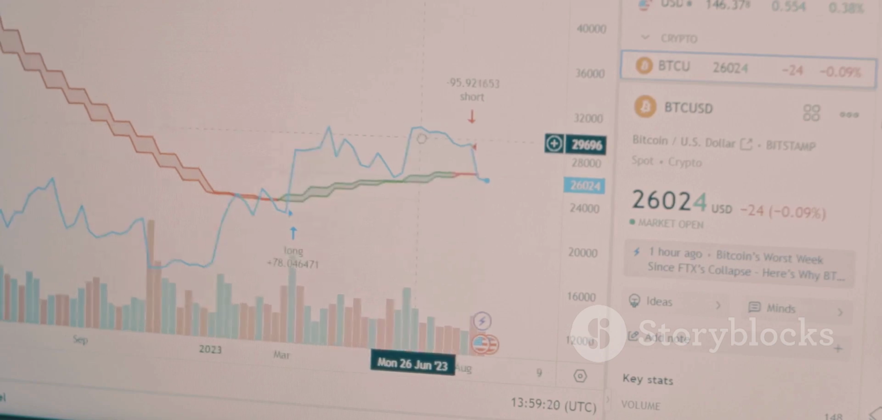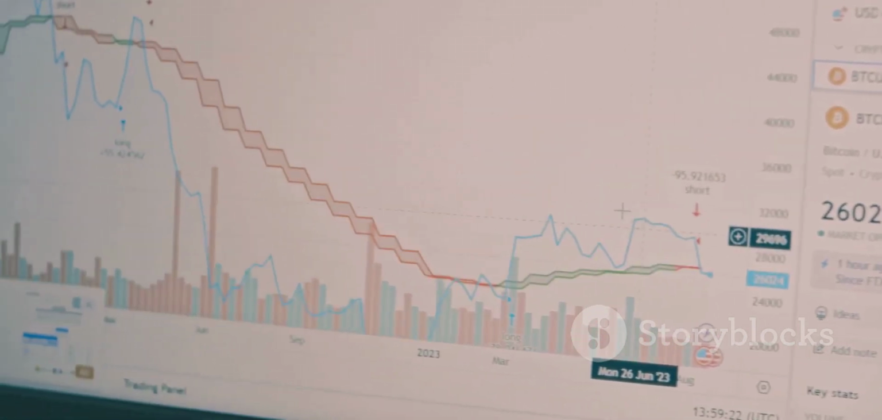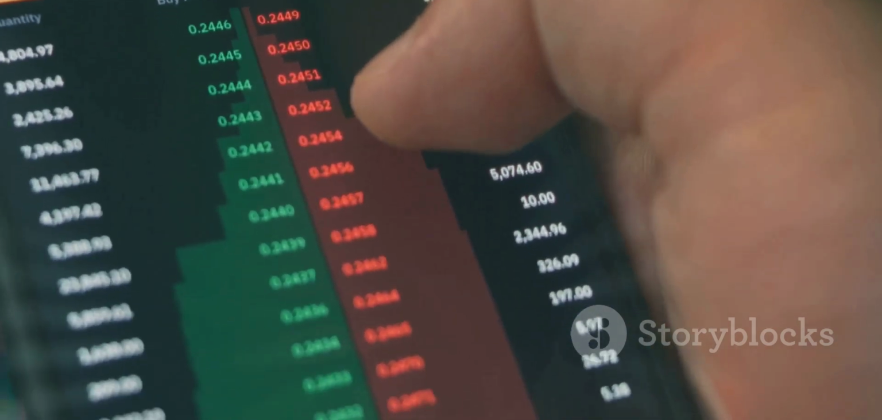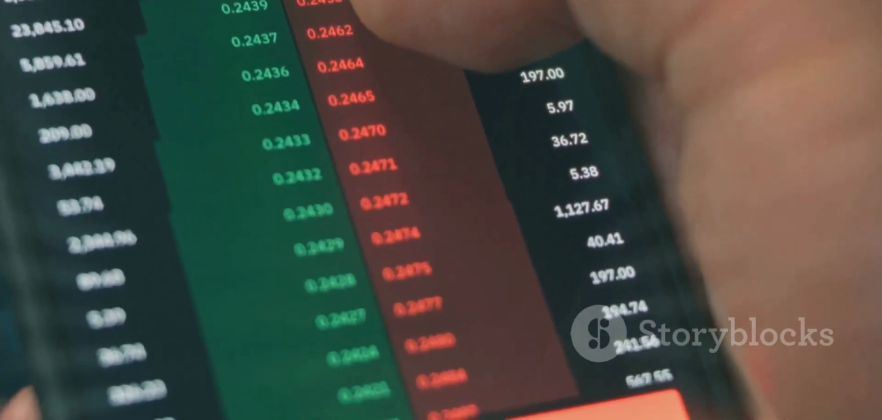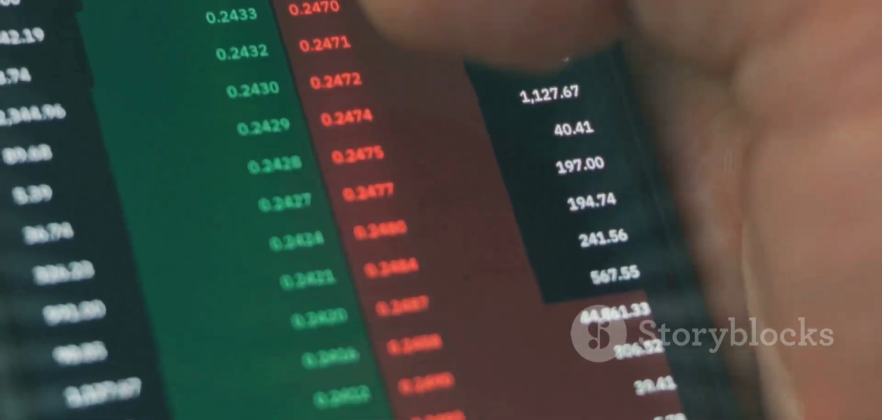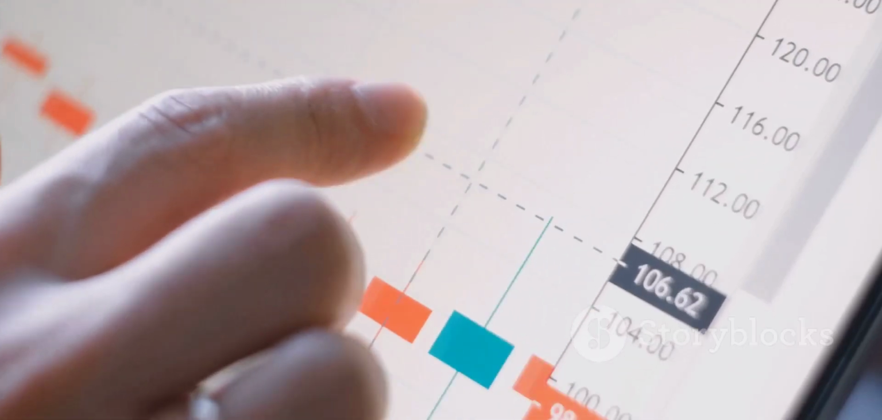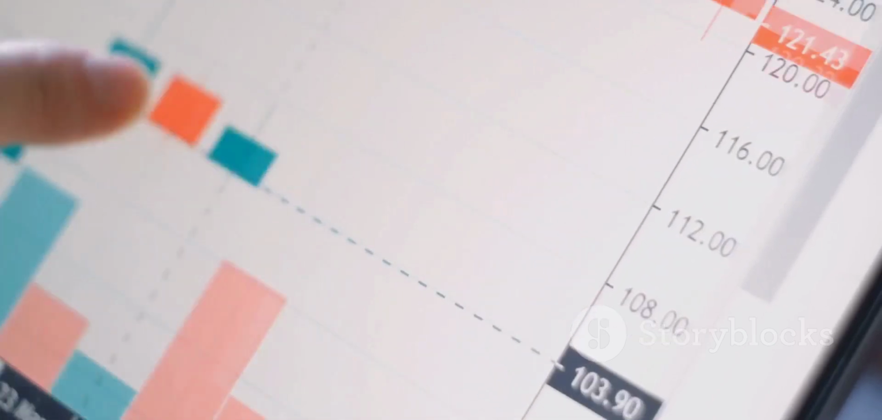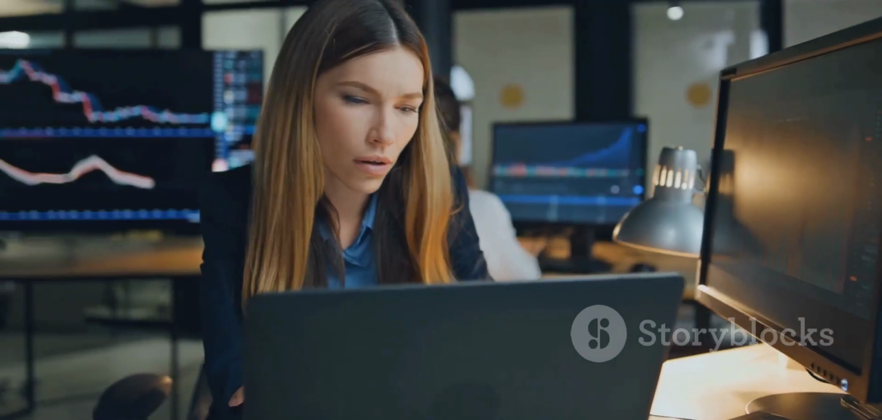Relative Strength Index or RSI. Use the RSI indicator to confirm the strength of the trend. Look for bullish divergences where the price makes a lower low but the RSI makes a higher low as potential buy signals. Conversely, bearish divergences where the price makes a higher high but the RSI makes a lower high can signal potential sell opportunities.